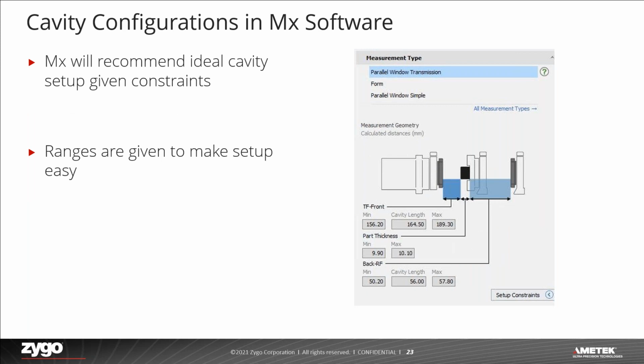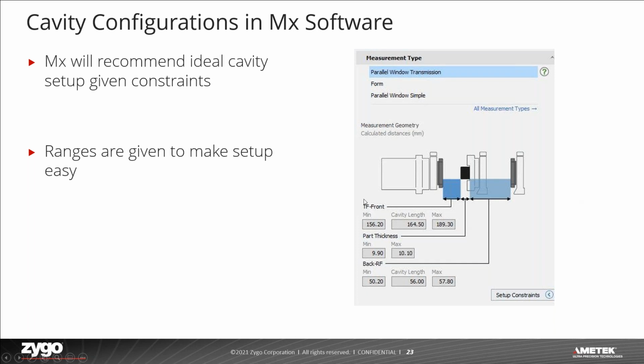Thankfully, our MX software, our current metrology software, is going to help you walk through a lot of that. MX will recommend the ideal cavity setup given the constraints you input. The ideal cavity is calculated taking into account your cavity constraints and minimizing harmonic interference with a preference towards a shorter cavity. MX software will also give a range of where to put your part.